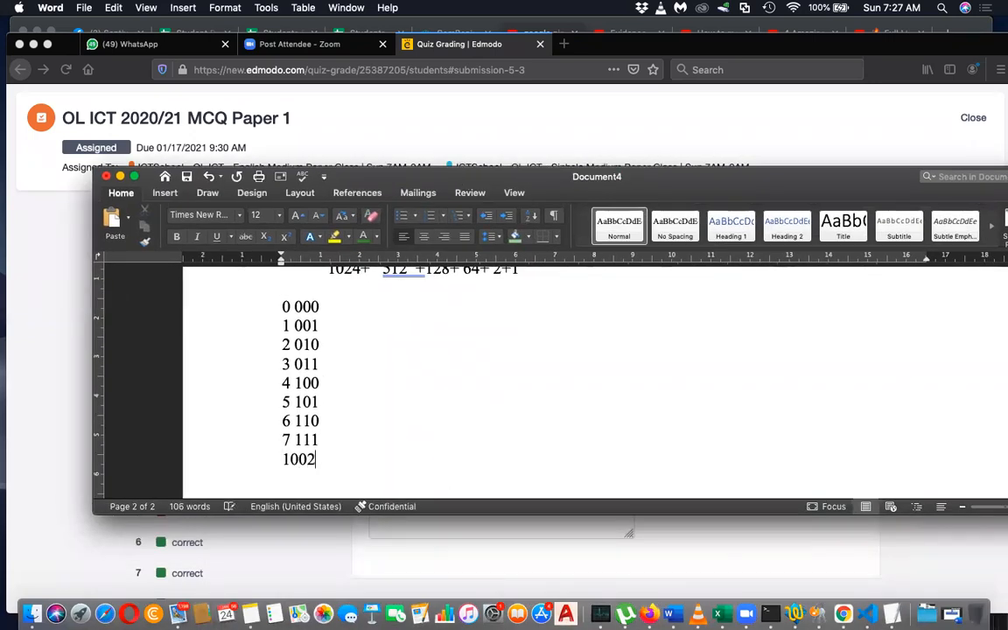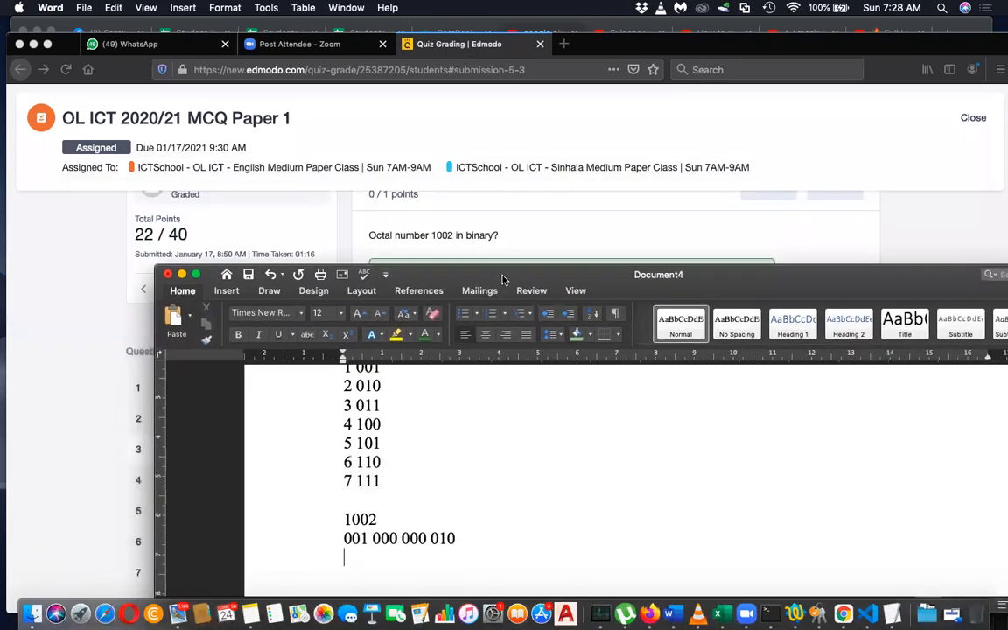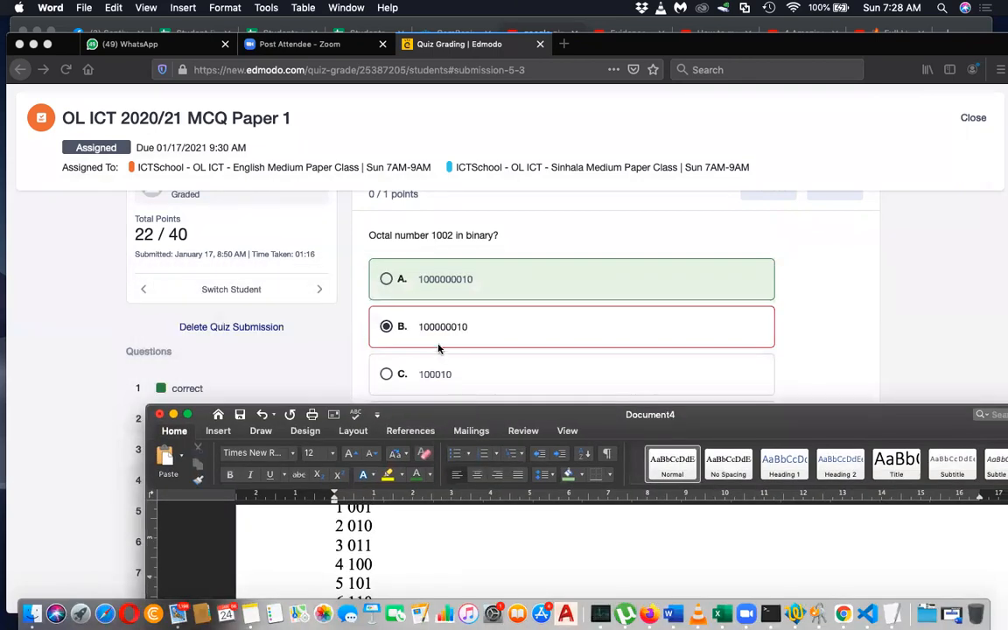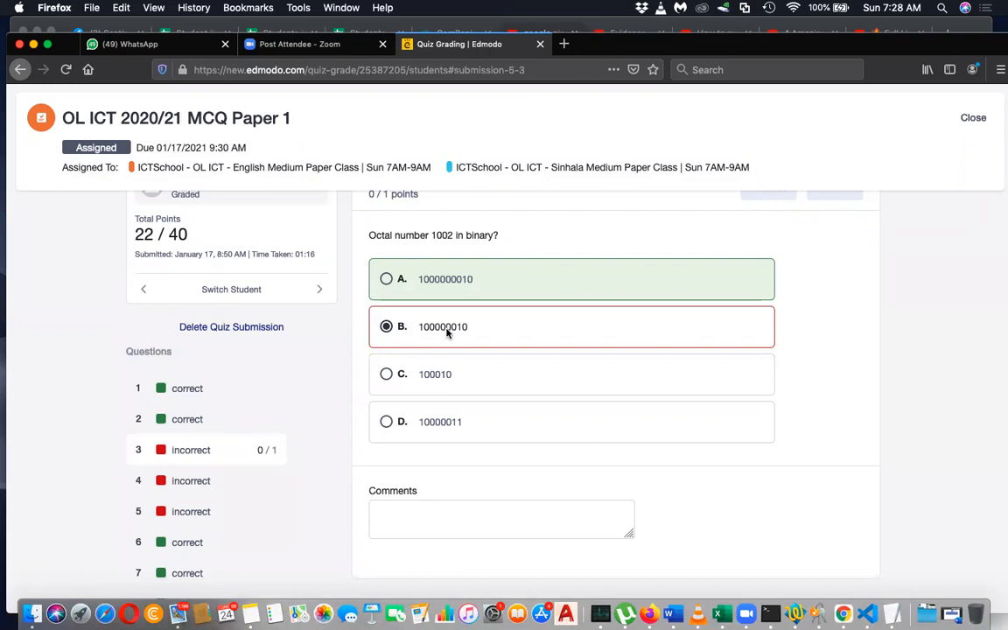1002 in binary. I don't know why you marked the incorrect answer there because this is an easy question. 1 means this. 0 means 000. Again 000. Again 010. That is the number. So the answer is 1, then zeros, then 10. Answer is B, but you have marked 1. So the student who has done this paper has marked 1. But 2 is the answer.